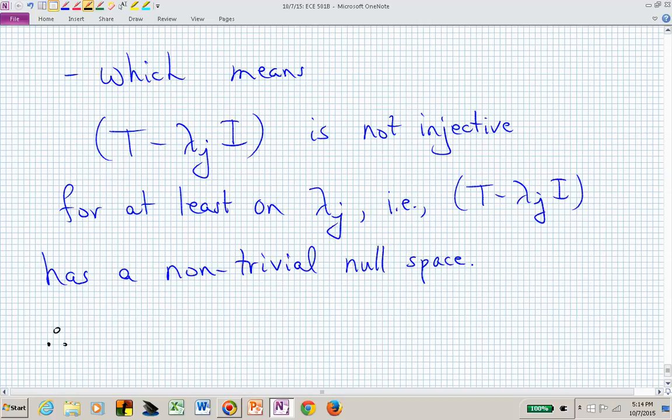So now we're saying that we have at least one eigenvalue for this linear map T, because that's what we've concluded, that at least one of these lambda sub j's causes this linear map T minus lambda sub j I to have a non-trivial null space. Is that clear? So now this is saying, therefore, T has at least one eigenvalue.